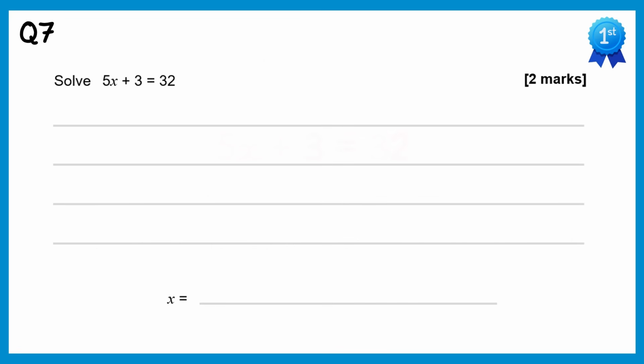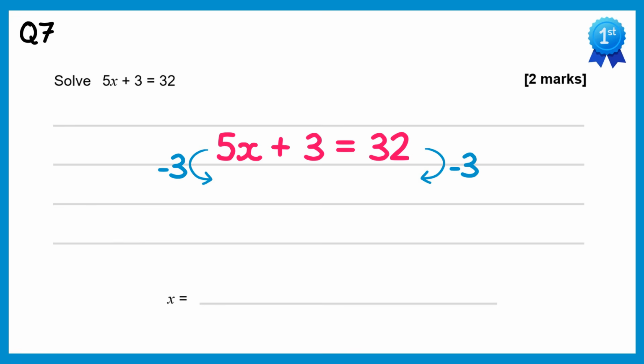In this question we need to solve an equation. I can see we've got a plus 3 term on the left hand side, so I'm going to subtract 3 from both sides. If I subtract 3 from the left hand side, that will cancel the plus 3, just leaving me with 5x. And then on the right hand side we've got 32 take away 3, which is 29.